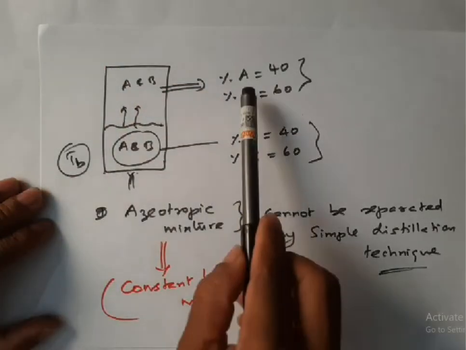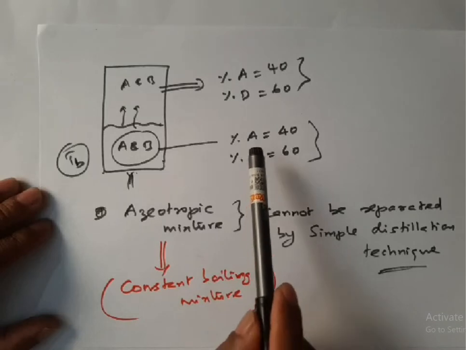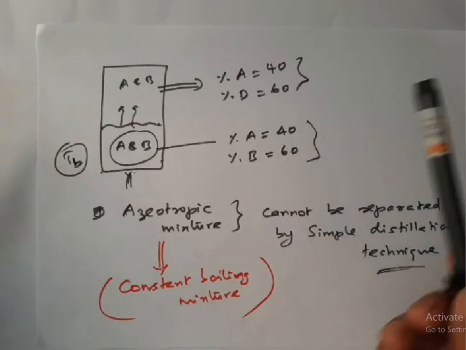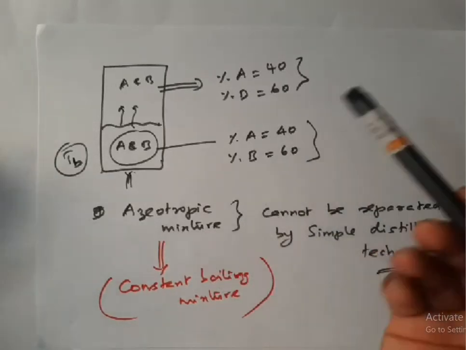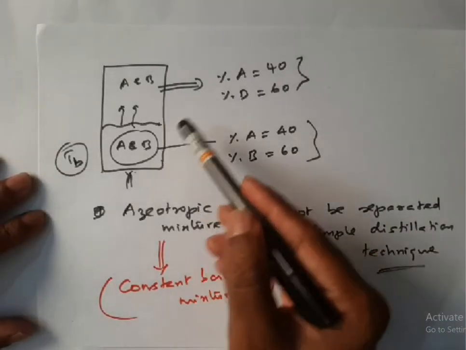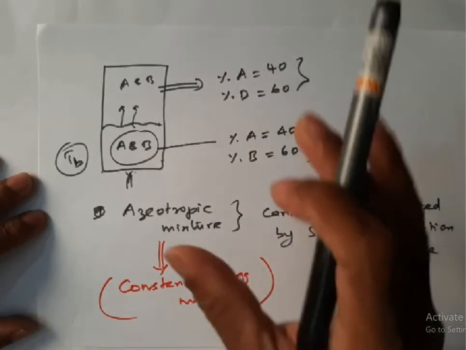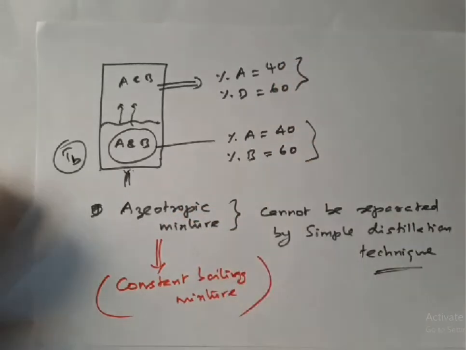Here I have given percentage composition. See, percentage of A and percentage of B in the liquid phase is 40, 60. I have taken it like this just for understanding purposes. If the same percentage of A and B exist in the vapor phase also, we call that mixture an azeotropic mixture.